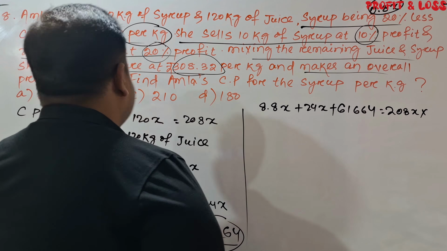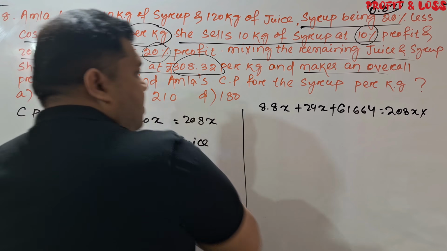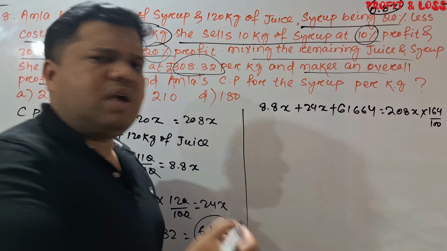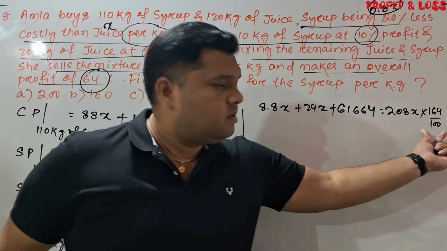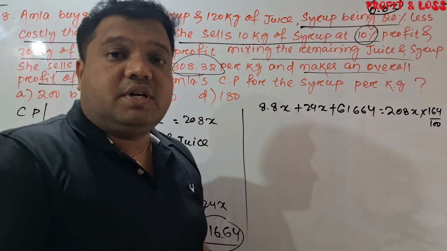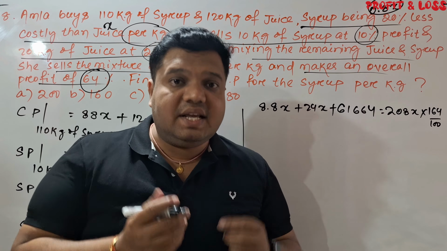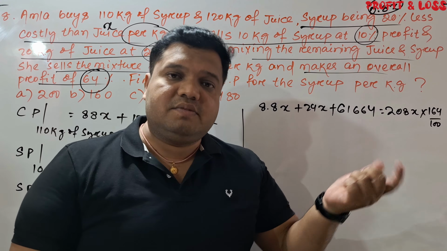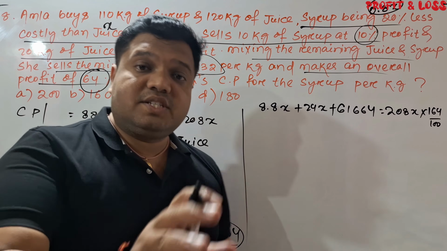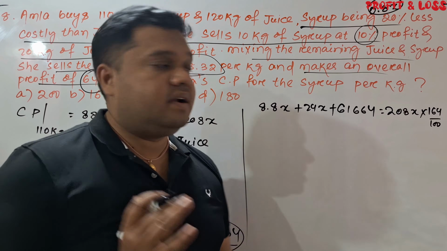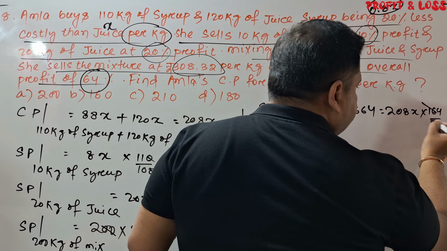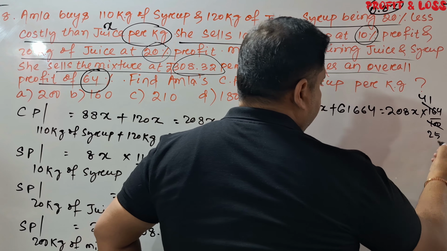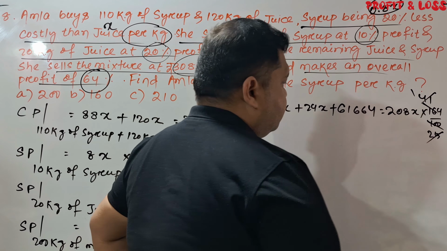How much profit? Profit is 64%. 64% profit means 164 by 100. So you have to do the calculation. This one understood now, 164 by 100, because 64% profit, 64% increase, 10% increase means 110%. 64% increase means 164%. 164% means 164 by 100. So if I do the simplification by 4, this is 41, this is 25.